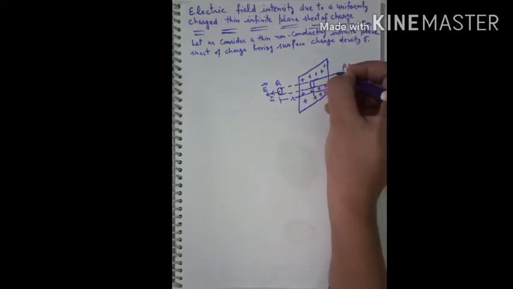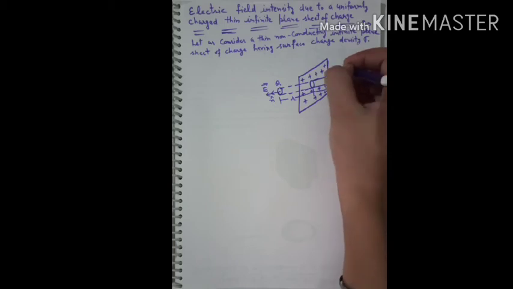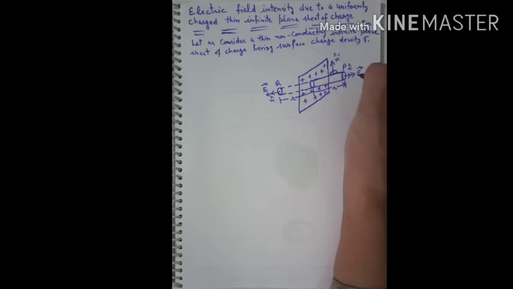Consider a surface area on this curved surface. Here is the N cap dash vector, which is normal to this surface area. The direction of electric field intensity and this N cap dash vector are perpendicular, so the angle between these two is 90 degrees. So this curved surface area does not participate in electric flux.